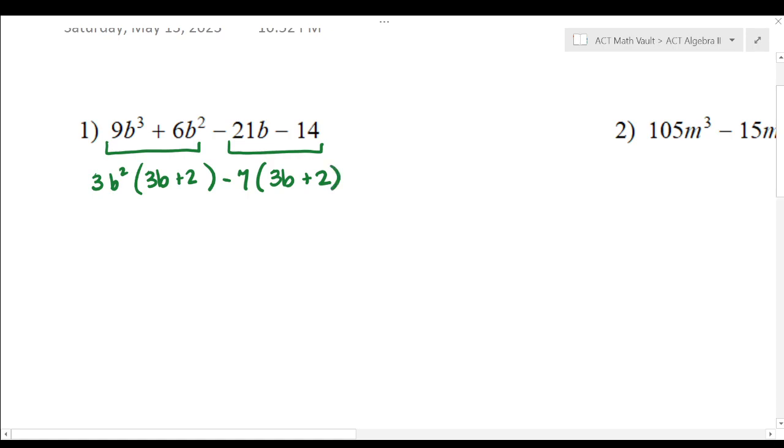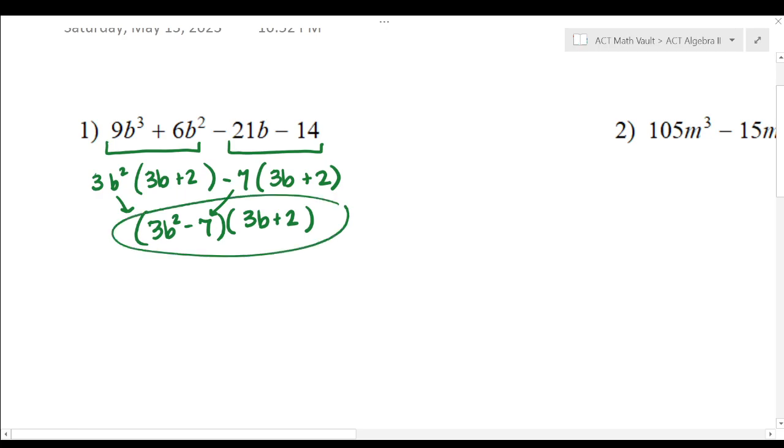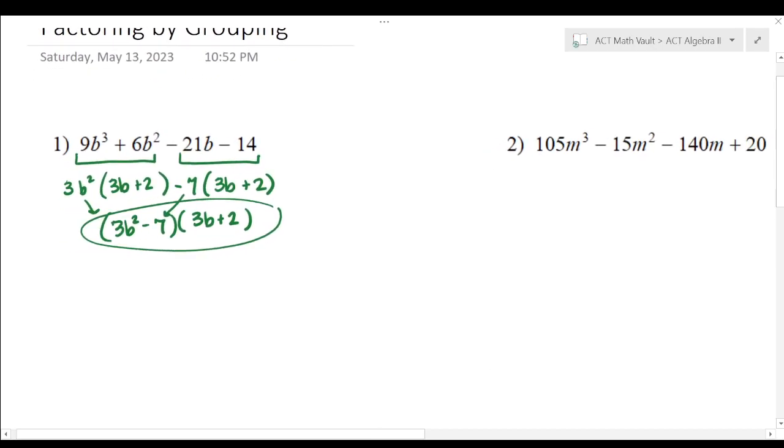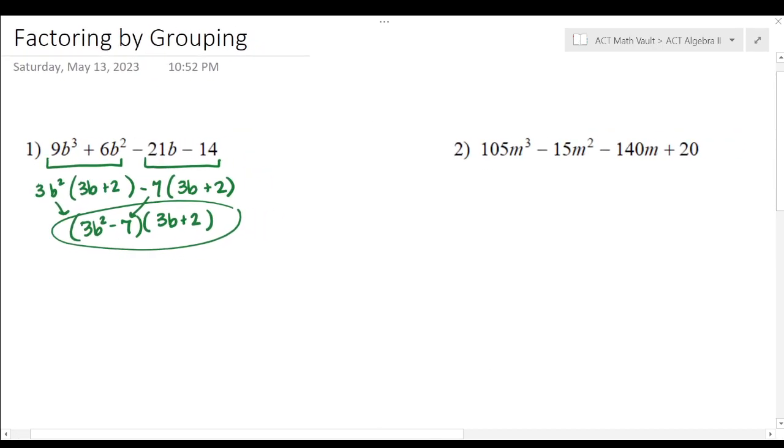You always know if you do these right if what is in parentheses matches. So the 3b plus 2 does match, and that tells me that that is going to be one of the 2 factors, 3b plus 2. And then the way that you get the other one is you pull these guys down together. So 3b squared minus 7. That's our final answer. If we multiplied this out, we would get back to our top line here. So think about this as going backwards. Factoring I always think is backwards, and multiplying out is going forwards.